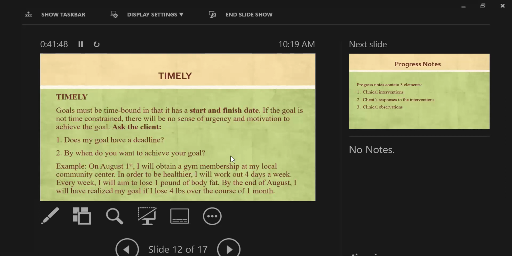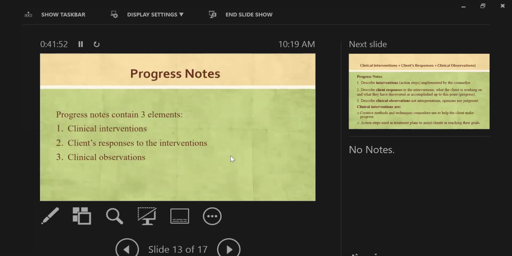Okay, so where am I? Let's work on a goal together. Let's throw out a couple goals. Time, you know what? With the time, let me just whip through the progress notes, take a 5 minute break, come back, and let's work on a couple goals together. How does that sound? Good?